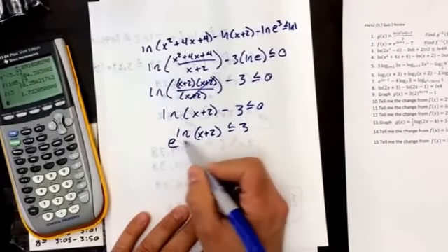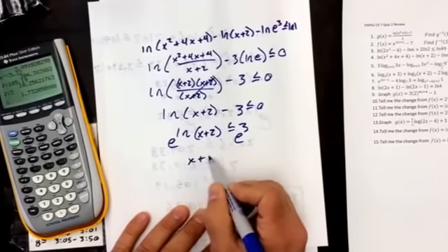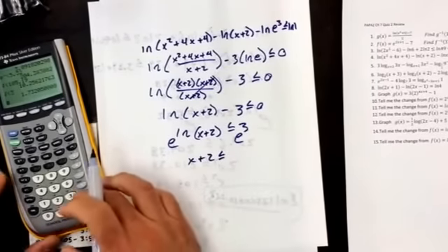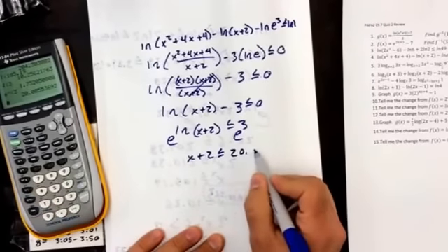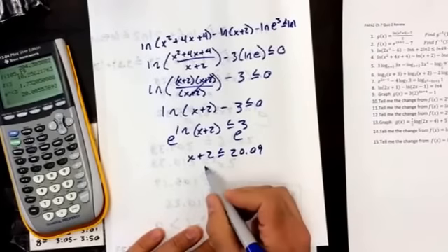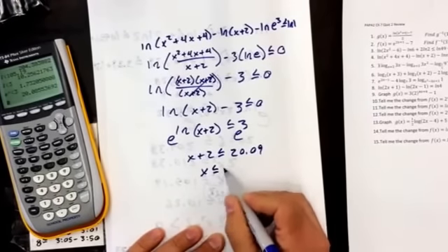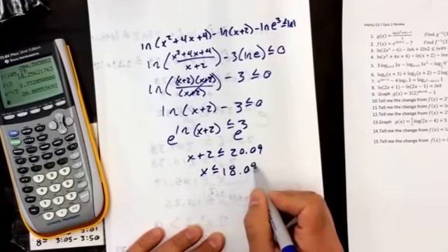To get rid of this, I'm going to do e to the power: x plus 2 less than or equal to e to the 3, 20.09 approximately, minus 2. x is less than or equal to 18.09 approximately.